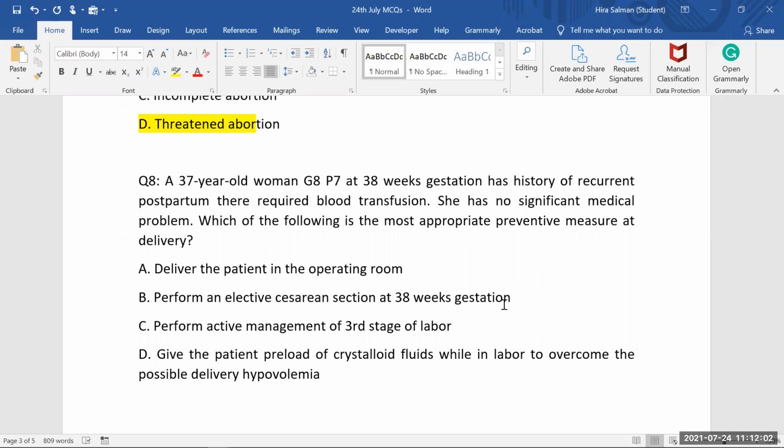So no need for the operation theater, of course, but do the active management. So here the correct answer should be perform active management, because that's the whole management of labor. This third stage is the one where the most patients bleed.